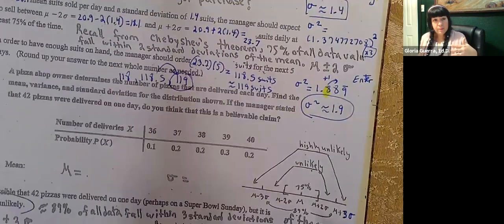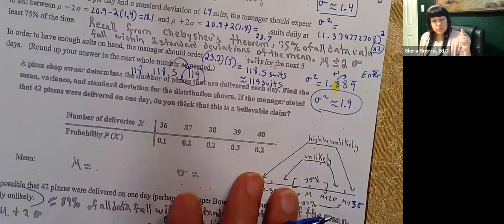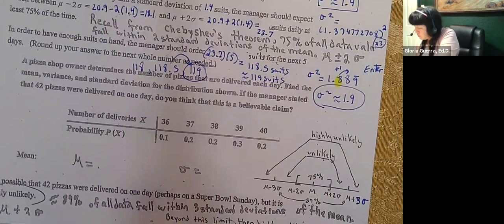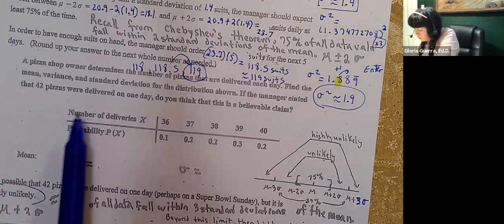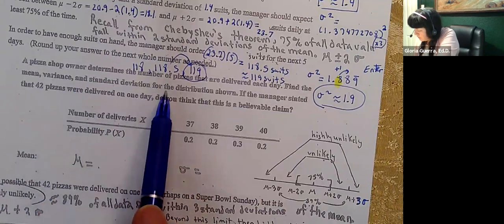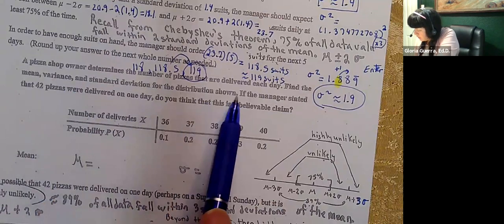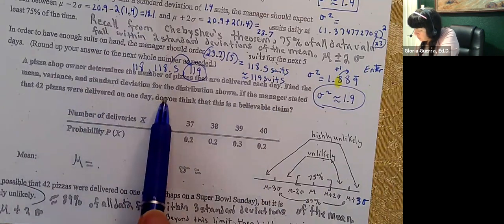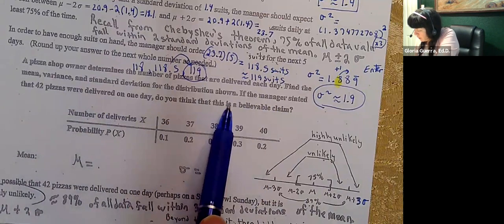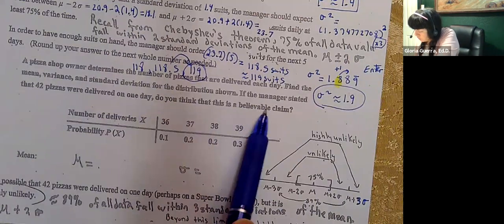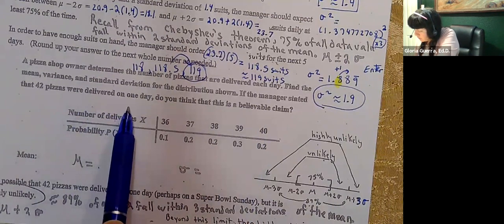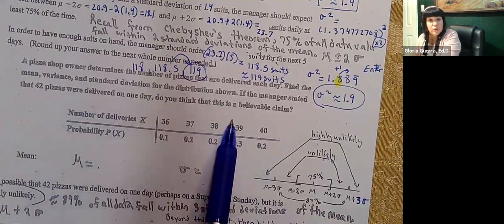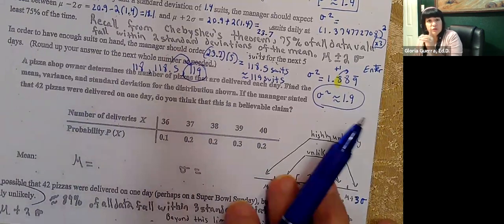Okay, and one last problem that also uses Chebychev's. A pizza shop owner determines the number of pizzas that are delivered each day. Find the mean, the variance, and the standard deviation for the distribution shown. And then if the manager stated that 42 pizzas were delivered on one day, do you think that's a believable claim?